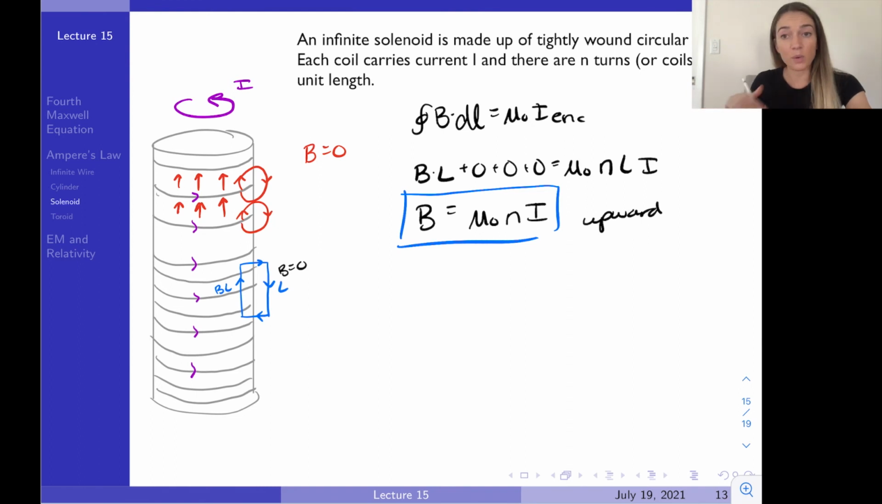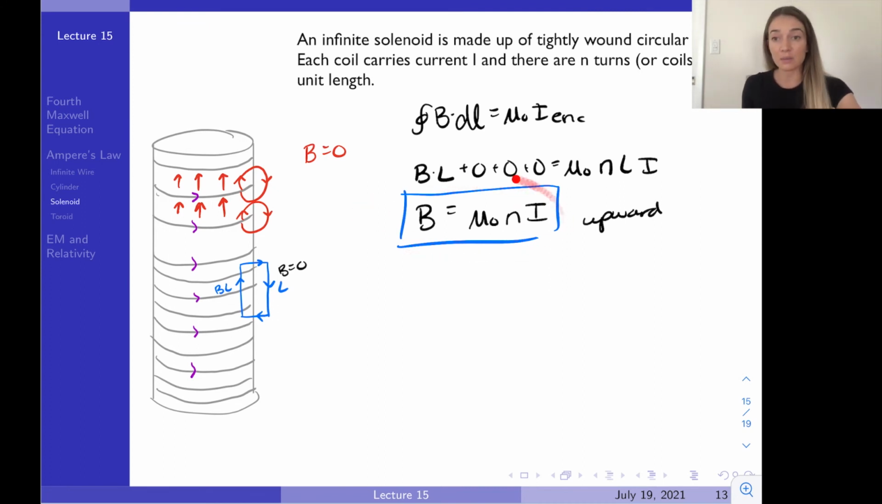And if my current was going in the other direction, so if the current instead was going this way, I would have to flip my hand over in order to curl my hand in the direction of the current, and then my thumb would be pointing downward and my magnetic field would be downward. So that's how we do the right-hand rule for solenoids, and this is the magnetic field for a solenoid.